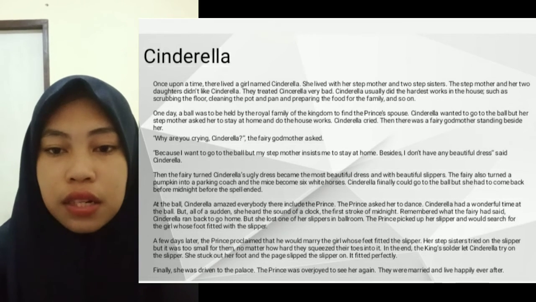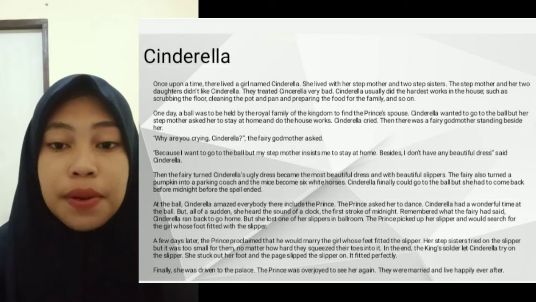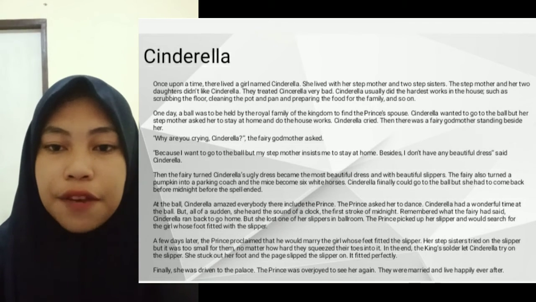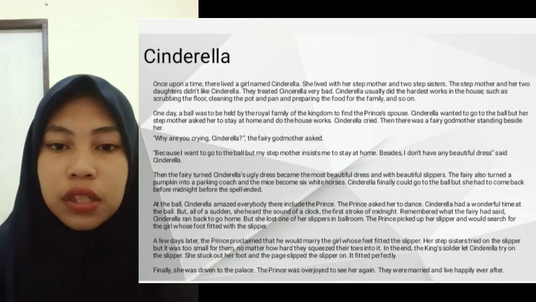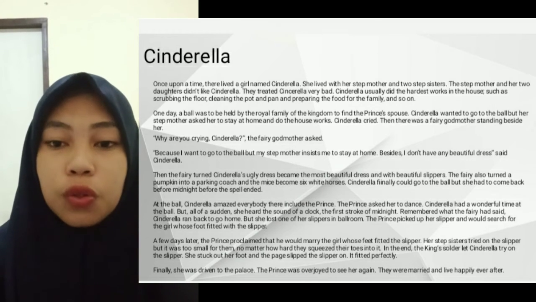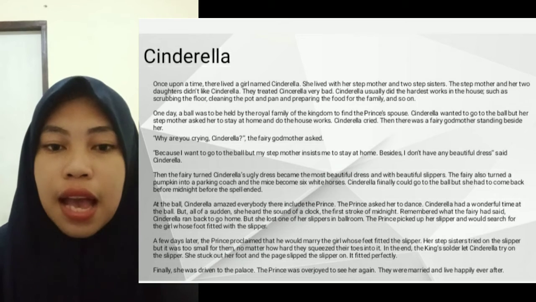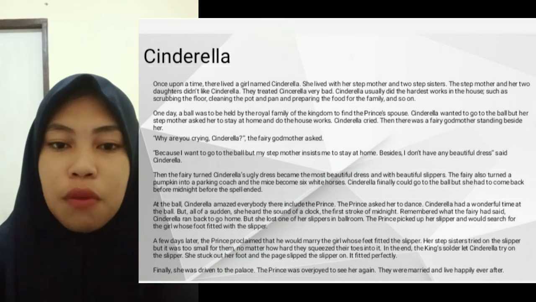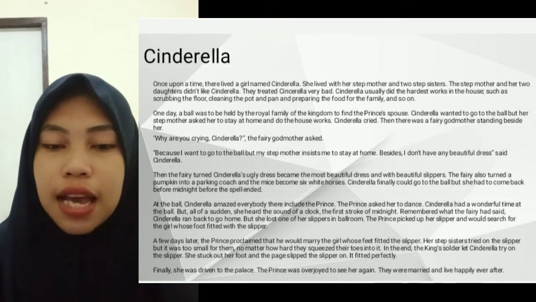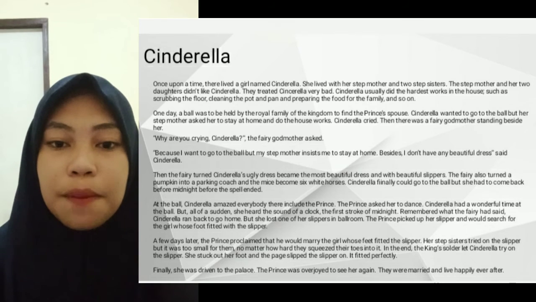Then the fairy turned Cinderella's ugly dress into the most beautiful dress, with beautiful slippers. The fairy also turned a pumpkin into a carriage, and the mice became six white horses. Cinderella finally went to the ball, but she had to come back before midnight before the spell ended. At the ball, Cinderella amazed everybody there, including the prince. The prince asked her to dance.